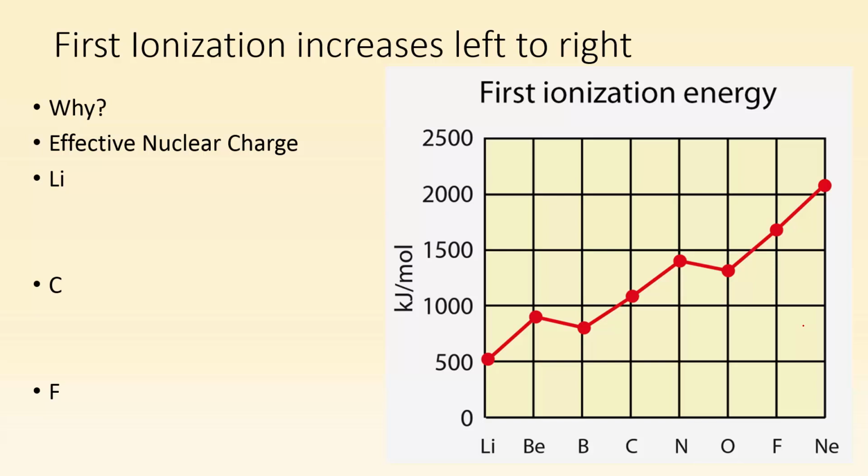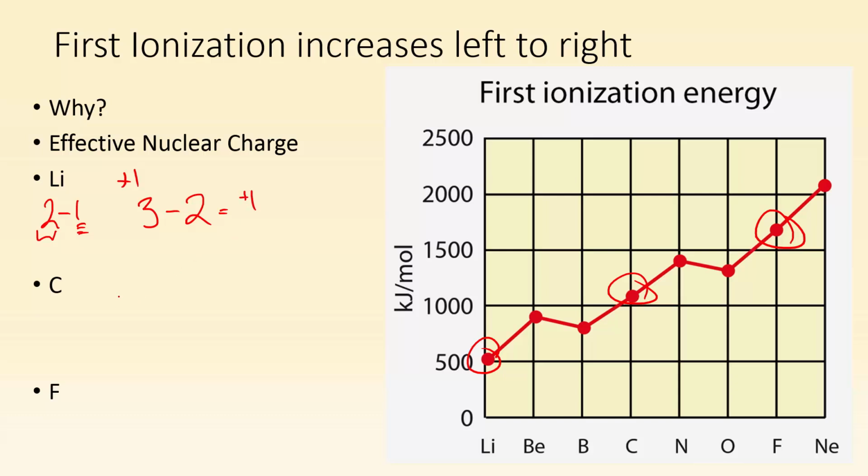Well, why does it do that? The short answer is the effective nuclear charge. So let's take a couple examples to look at. Lithium, carbon, and fluorine are going to be the ones that I focus on. Lithium's effective nuclear charge is going to be +1. Lithium is 2-1, so the effective nuclear charge on that valence electron is going to be the 3 minus the 2 shielding electrons, so it equals +1.